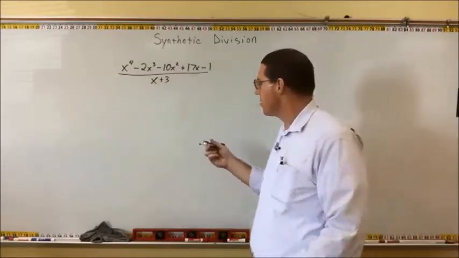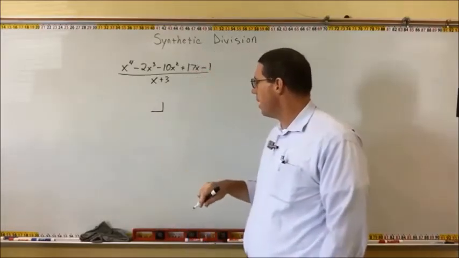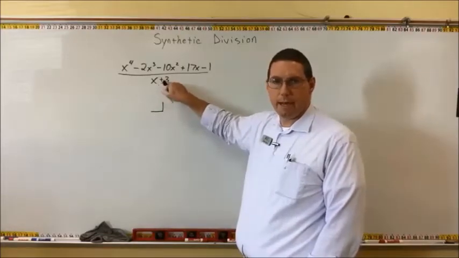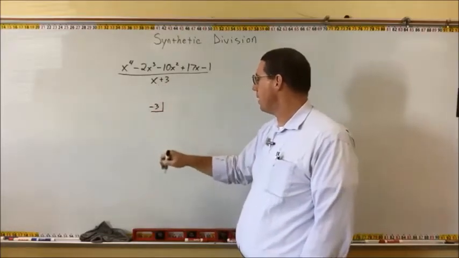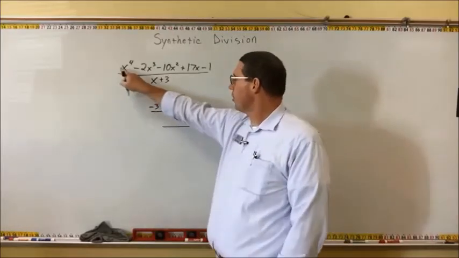So I'm going to go ahead and do my setup. So I'm going to draw a half box. And what am I going to put inside the half box? Remember, it's going to be the opposite of whatever is here. So instead of 3, I'm putting negative 3 in, right? So I'll put negative 3 in the half box. Then I'm going to draw this line here. And then I'm going to put the coefficients here.